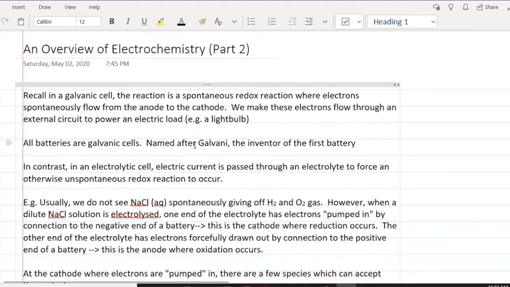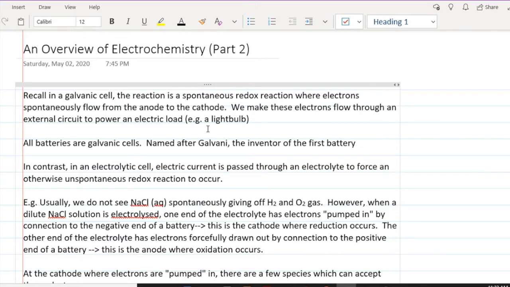In contrast, though, in an electrolytic cell, electric current is passed through an electrolyte to force an otherwise unspontaneous redox reaction to occur. So while in a galvanic cell, there is a spontaneous reaction occurring and you're harvesting this spontaneous chemical reaction to produce a current, in an electrolytic cell, sort of the reverse occurs. We are putting in an electric current to force an unspontaneous redox reaction to occur.